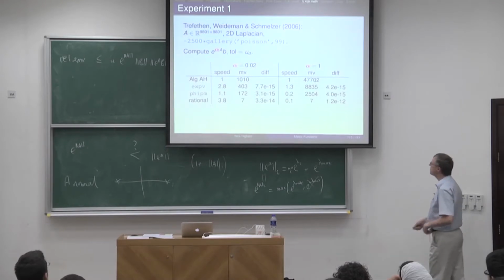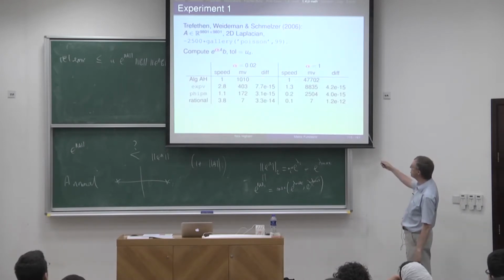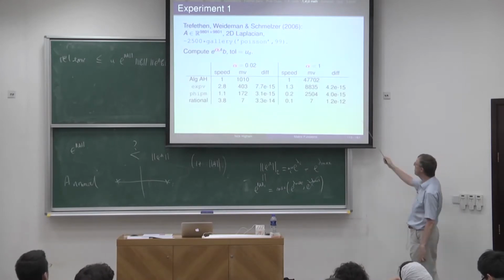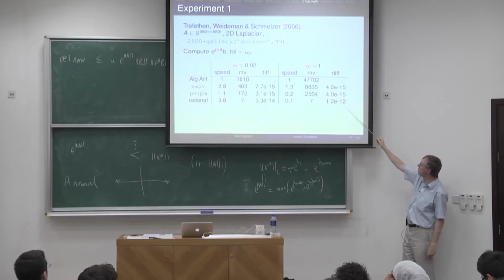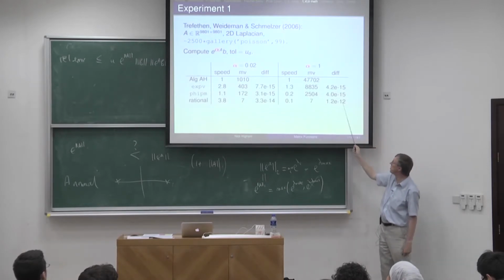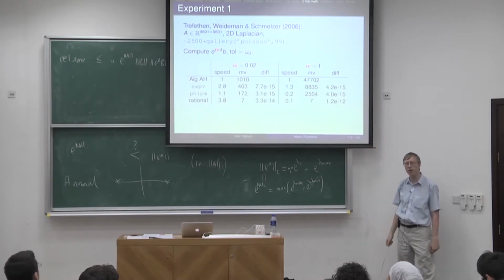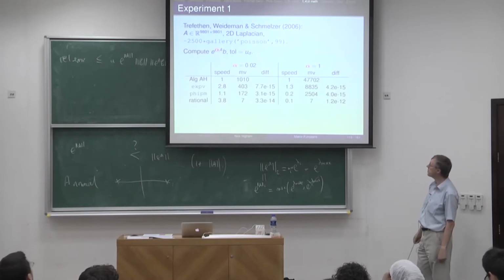And the errors, well, we don't know the exact solution, so I'm actually showing you the relative difference between what alg AH computed and what the other methods computed. And you notice we're losing a bit of accuracy here. So although this was 10 times faster, there's a little bit of instability creeping into that method based on the rational approximation.